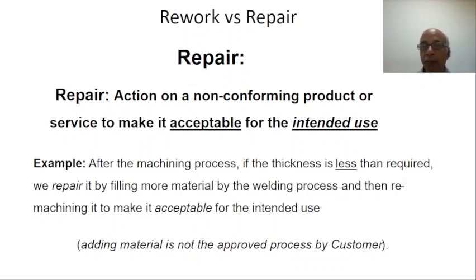We are also adding material, a different material. The weld material and the actual base material may not be the same. We are adding another material which is not approved by the customer. So this welding process and this weld material are not approved by the customer. We don't have the customer approval. There is a change from the process flow diagram. There is a change in the 4M condition.